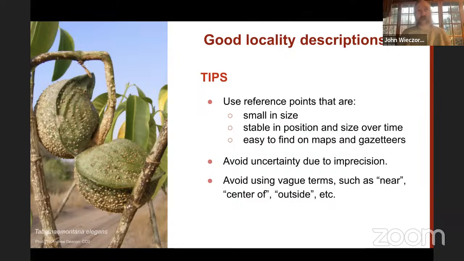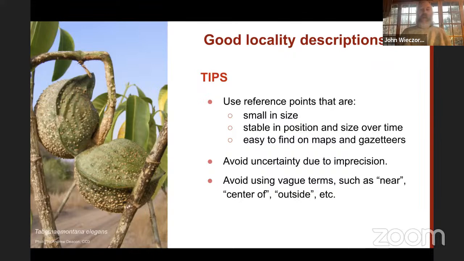If we use something that's going to change, something like a kilometer marker on a road, and roads change their locations, it's not a particularly good choice. It's very small, but it's not necessarily going to remain in the same place over time. And then the final aspect is that it's easy to find on a map or gazetteer. Again, a kilometer marker is very specific, but it's very hard to find such things on maps or in gazetteers. So what we want are things that are small, stable in position over time, and easy to find on maps.